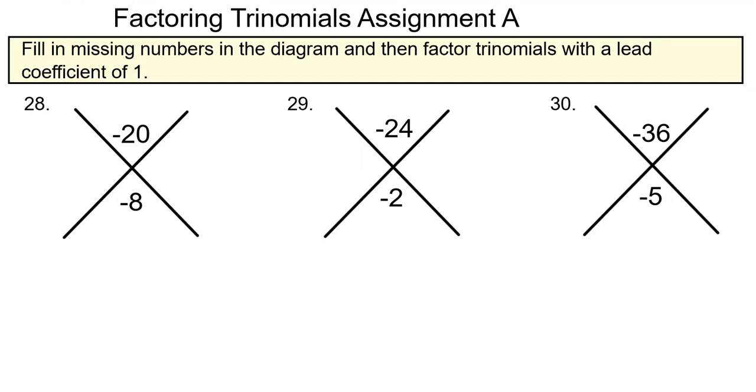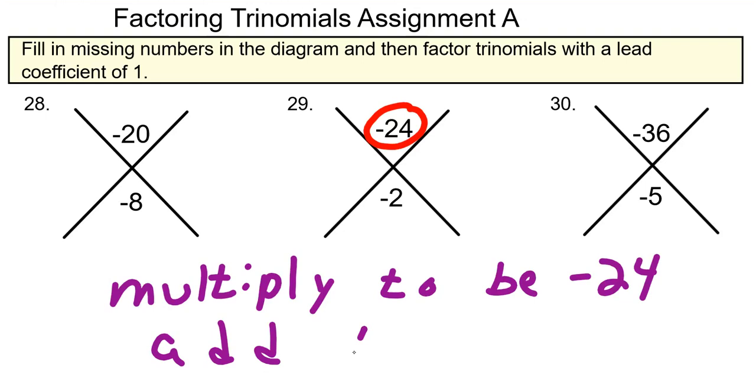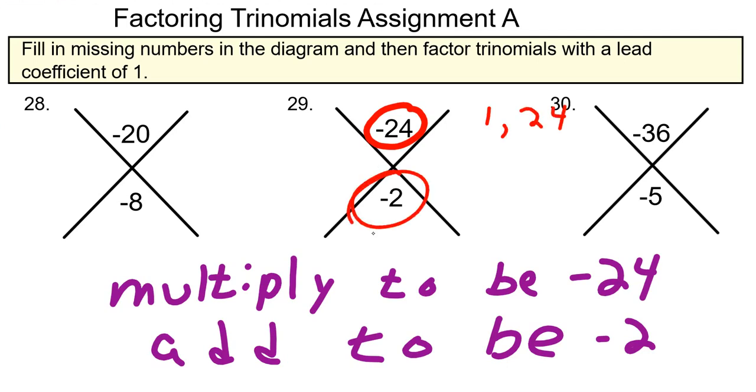In number 29, we are looking for two numbers that multiply to be negative 24 and add to be negative 2. The only way that we can multiply to be negative 24 is if one of the numbers is negative. Since the bottom number is negative, the larger number is negative. So in 2 and 12, let's make the 12 negative. In 3 and 8, let's make the 8 negative. And in 4 and 6, let's make the 6 negative.